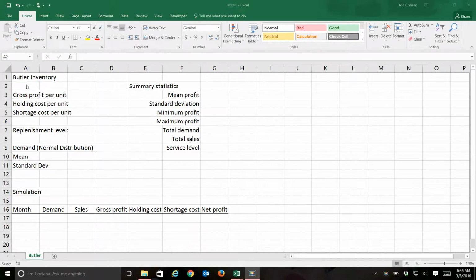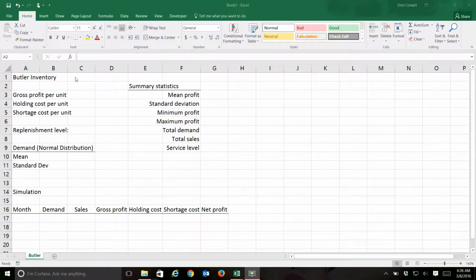This video goes over the inventory simulation in the textbook. The simulation is built around a hypothetical company, Butler Internet Company, which distributes wireless routers. We're provided with some information regarding the company.